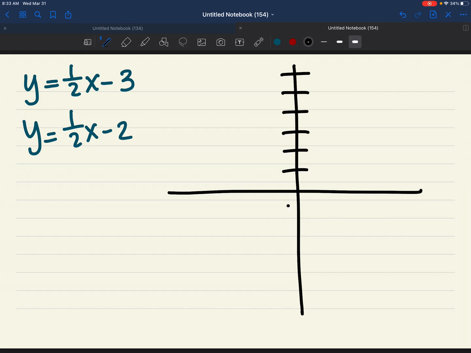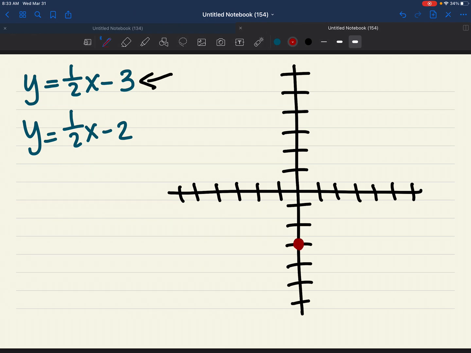Okay, first thing I want you to look at. Are both of these equations already in slope-intercept form? Yes. So do I need to do anything with them? No. I can go straight to my graph. All right? Who can graph the top one for me? Okay, go down 3 because my y-intercept is 3.